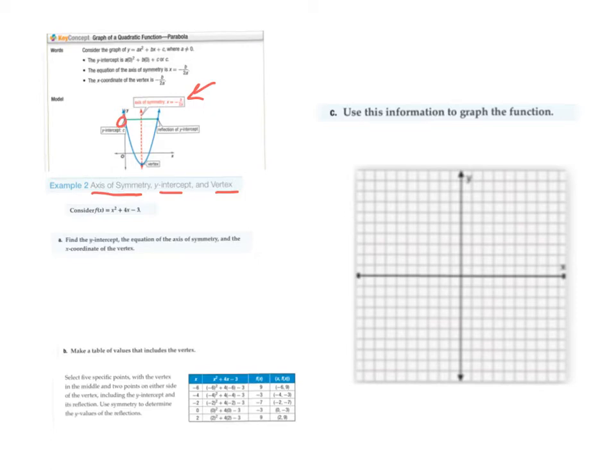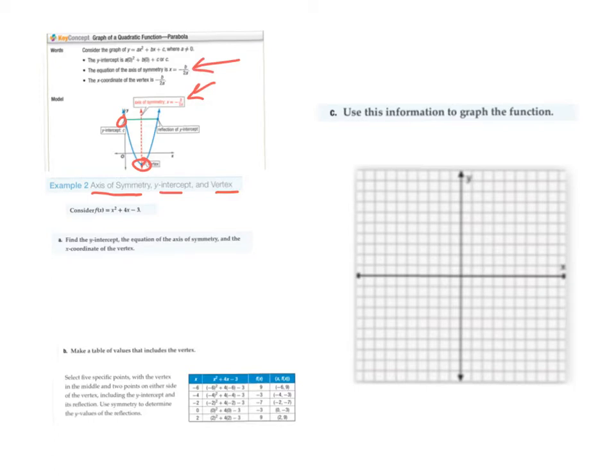And then we have the vertex, which is where it actually turns. That means, where is that turn? So here's the vertex. We can figure these points out by using this formula that we have written up here, x equals negative b over 2a.